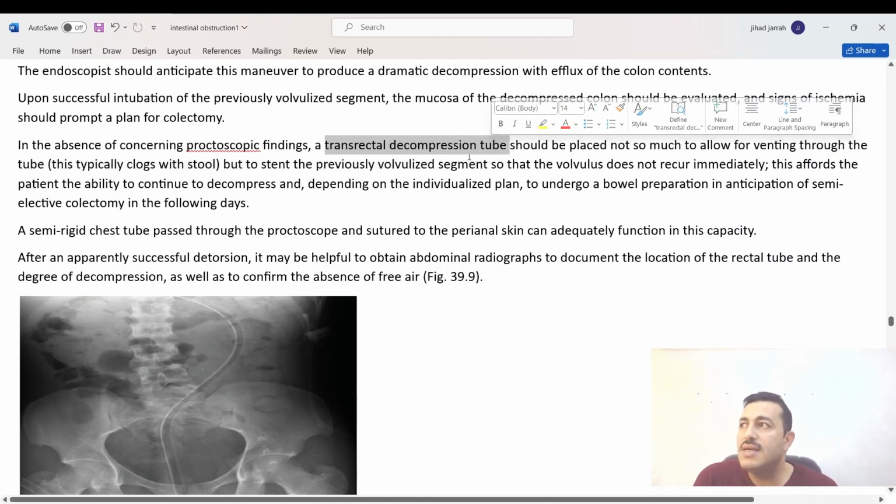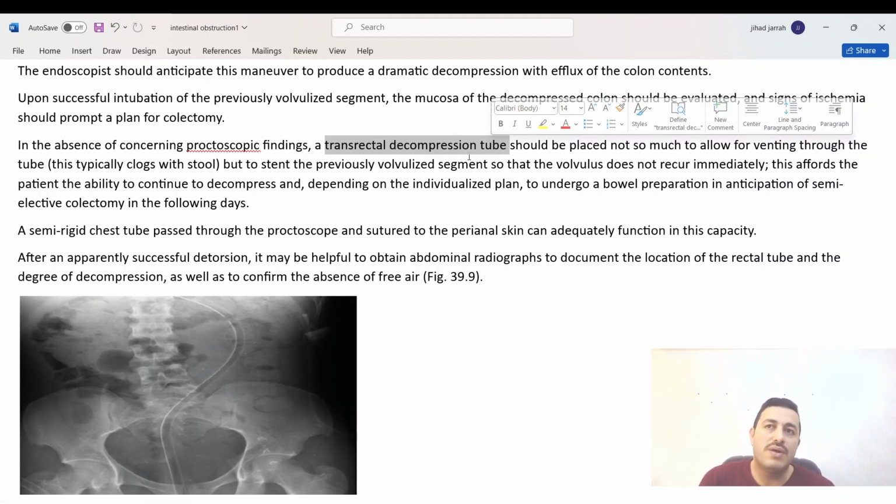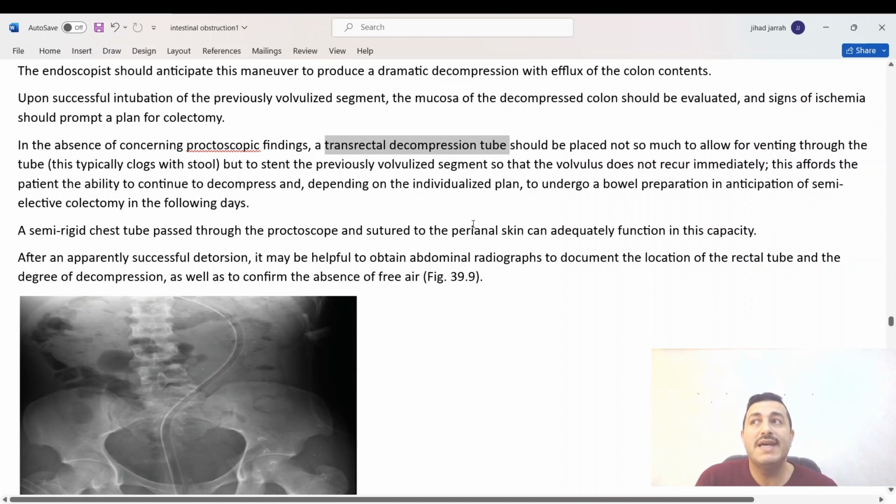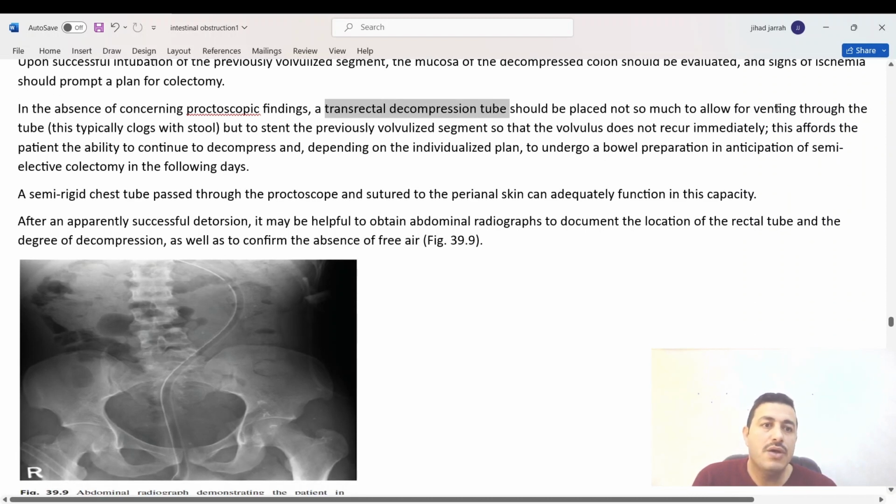I know that some of you will say it will not help. It will be blocked within a few hours with this tube, but it will stent the volvulus part and will prevent early recurrence post procedure. So we advise to proceed routinely for a transrectal decompression tube. Here they say that usually it clogs with stool, but it stents the previously volvulized segment, so volvulus does not recur immediately.